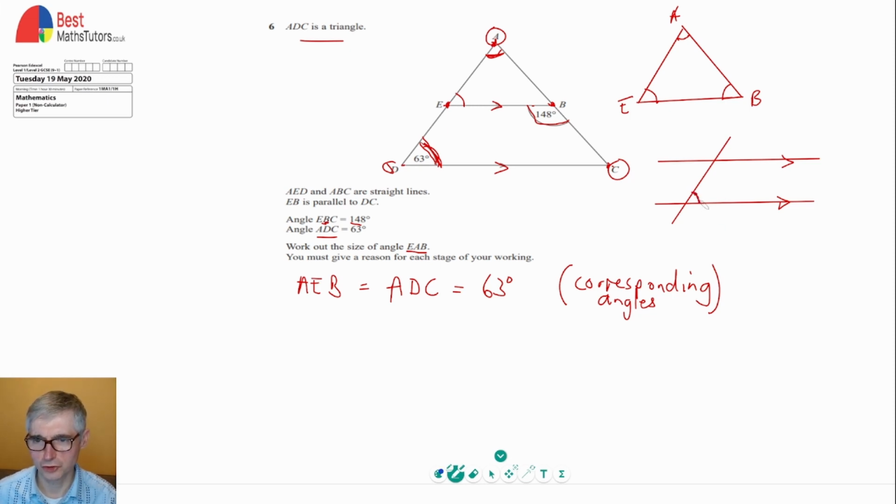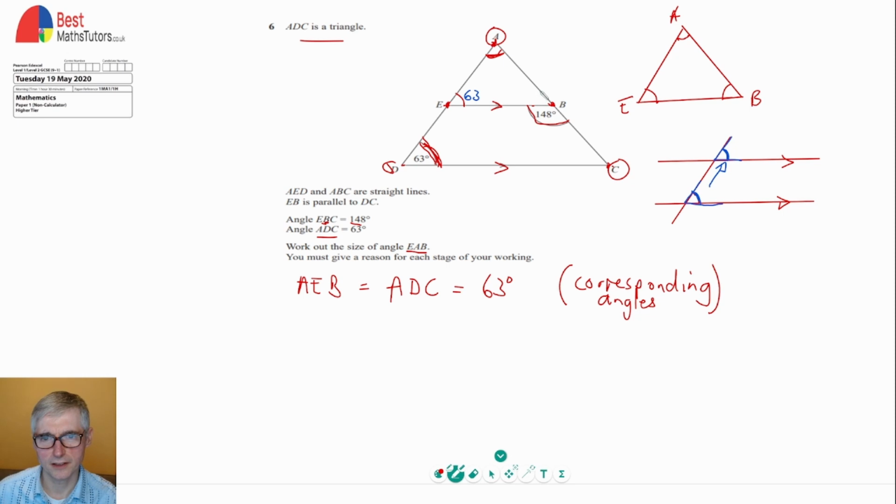I'll just change colour actually so we can see it a bit clearer. So there's this angle here, and that actually corresponds to this one. And we can almost imagine that there's the angle there, and it moves up to a position which corresponds to it. So that's called corresponding angles. So that's the reason why we know then that this angle here is 63.